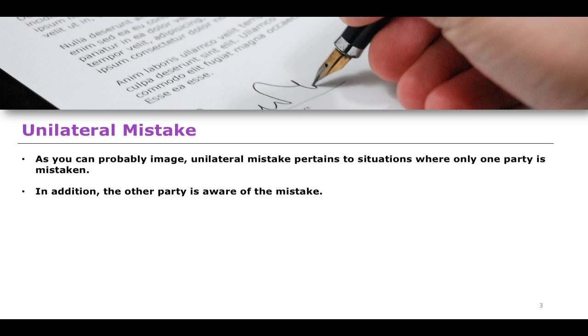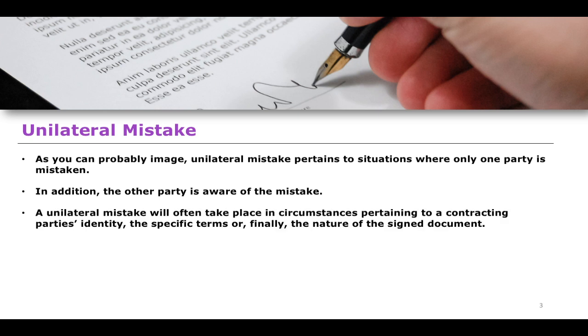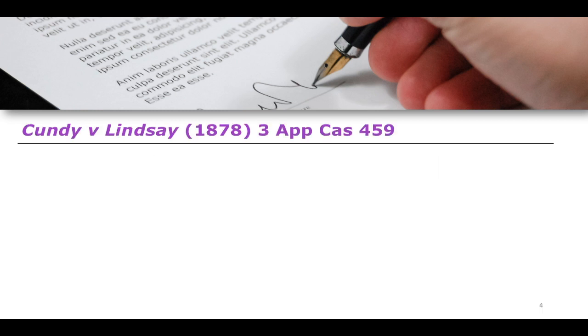In addition, the other party is aware of the mistake. And so a unilateral mistake will often take place in circumstances that relate to a contract where the contracting party's identity, or the specific terms, or finally the nature of the signed document is mistaken. So there are mistakes in those kinds of circumstances.